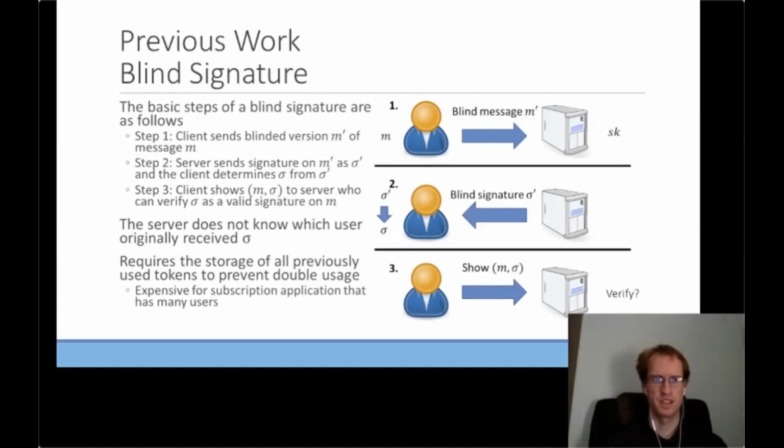But this requires the storage of all previously used tokens to prevent double usage, which is expensive for our subscription application that may have many users.